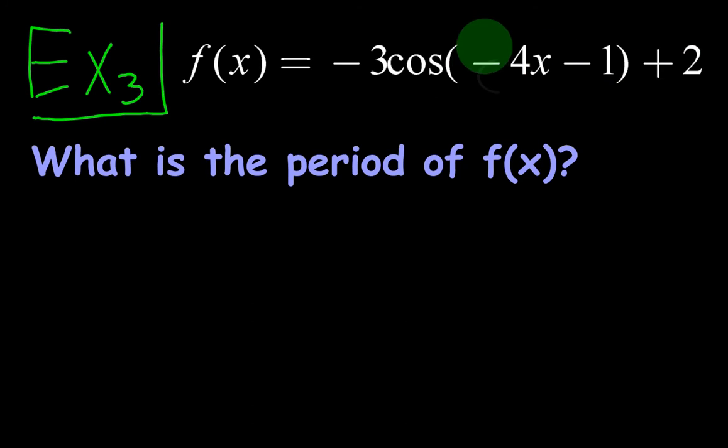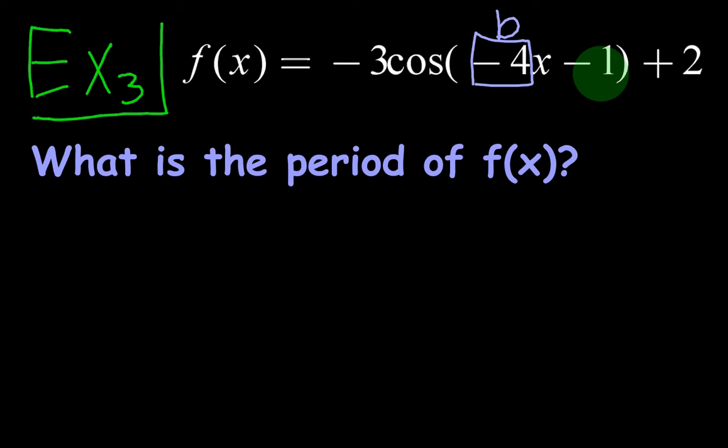Well, remember, the period only depends on b. And I'm going to show you after these examples more thoroughly why the period only depends on b. It doesn't depend on any of these other numbers in the equation. So what is the b value? Well, I've already alluded to it. It's the number that's in front of the x always. And so in this case, it's going to be negative 4.